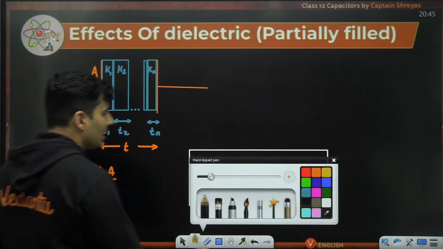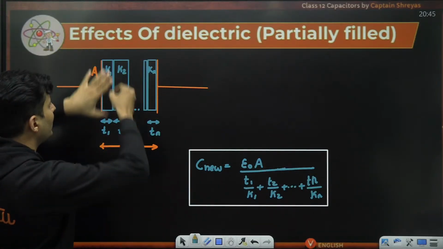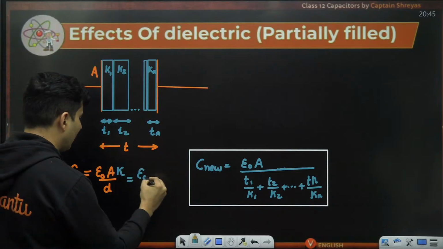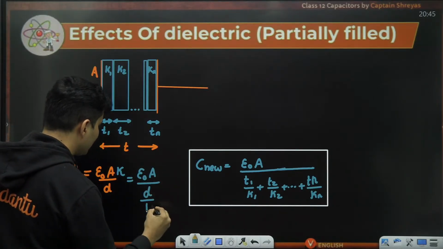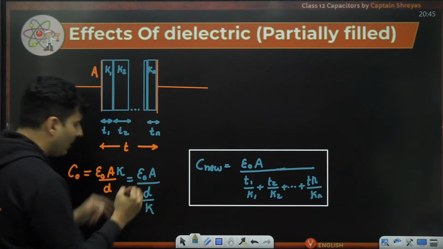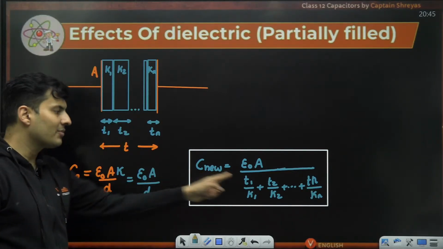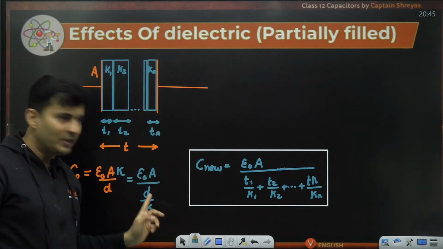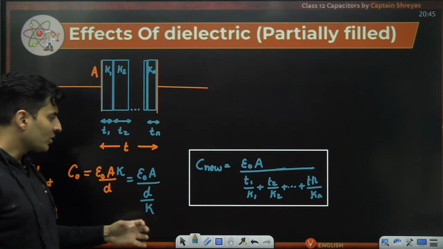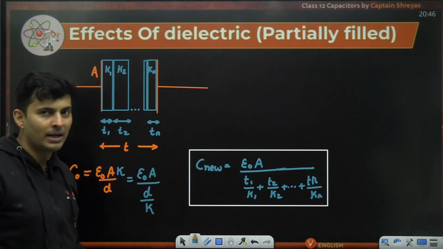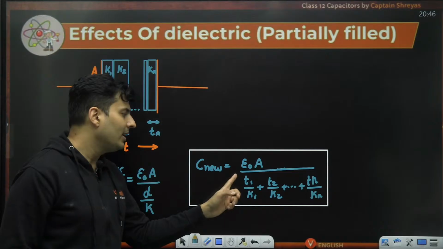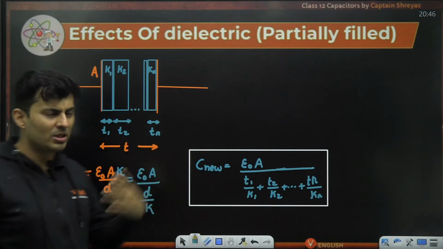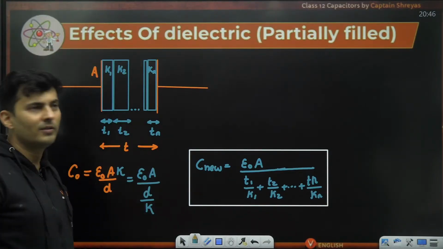Another way of looking at it, imagine this thing was completely filled with a medium. So this would be K, which is the same as writing epsilon naught A by the total distance by K, because K in the numerator is 1 by something in the denominator. Now compare this formula with this. This is when the entire space is filled with one single medium. So if there are small spaces filled with multiple mediums, then instead of d by k, it will be the summation: d1 by k1 plus d2 by k2 plus d3 by k3, like that. So small distances you can take. This is another way of looking at it.